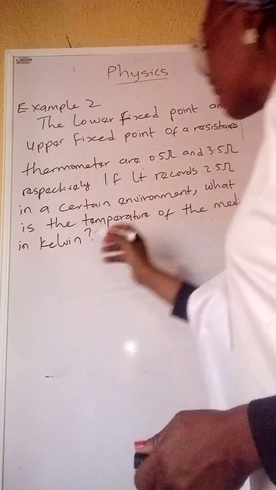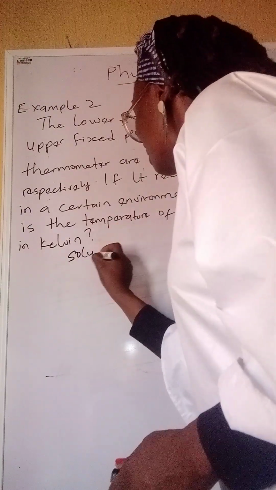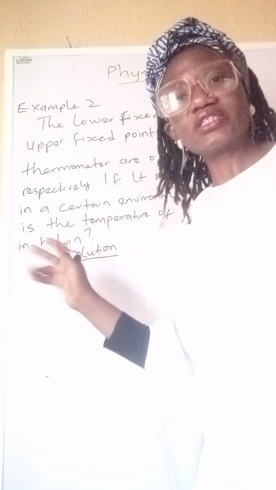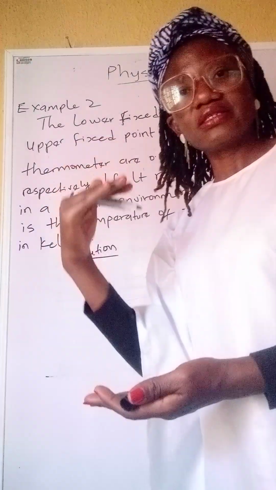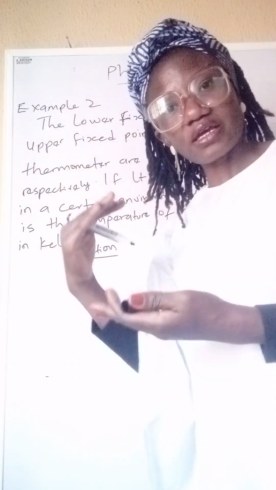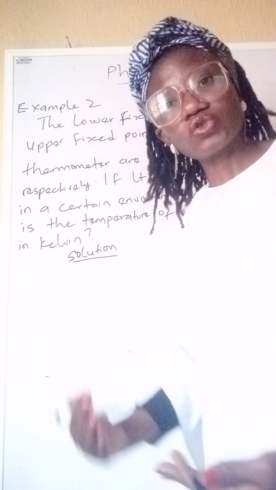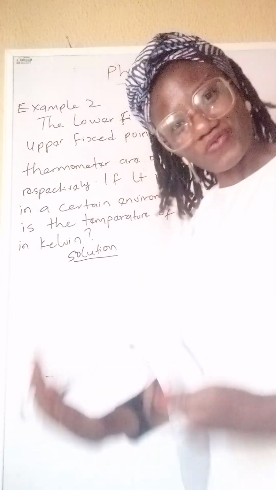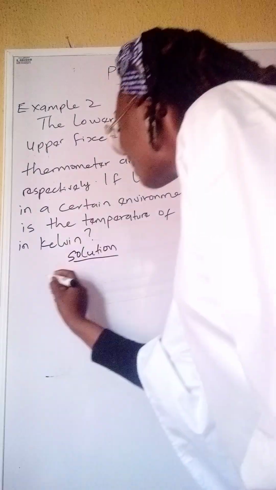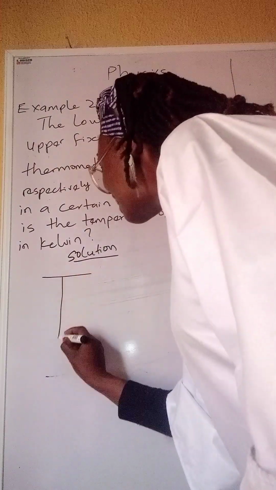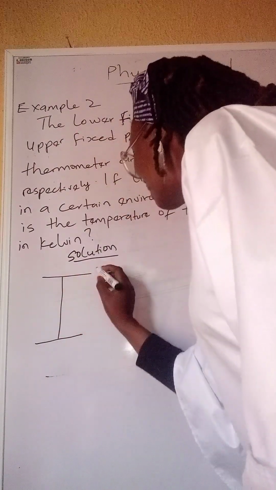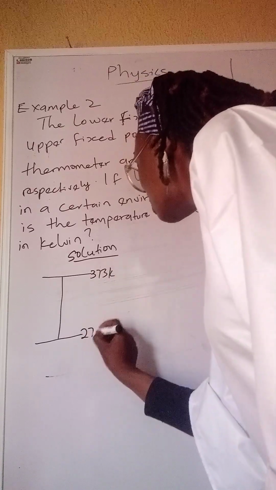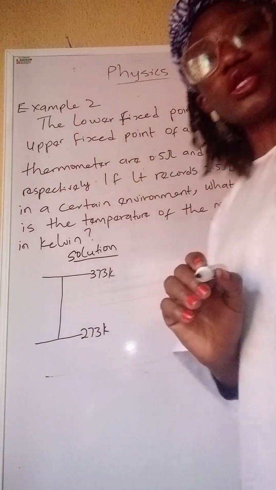So let's start. Like I told you, you will always have a clue. Kelvin. What is the upper fixed point for Kelvin? It is 373 Kelvin. While the lower fixed point is what? 273. So let's start with what we know to find the unknown. So we have this: upper fixed point 373 Kelvin, lower fixed point 273 Kelvin. This is what we know.